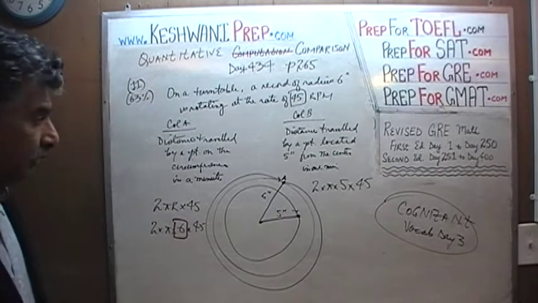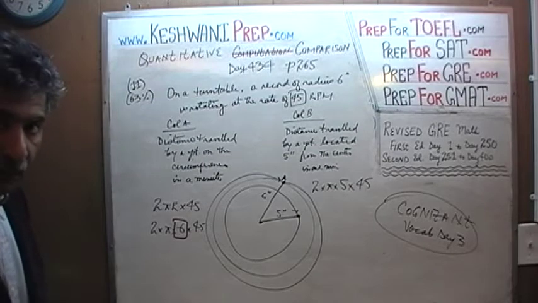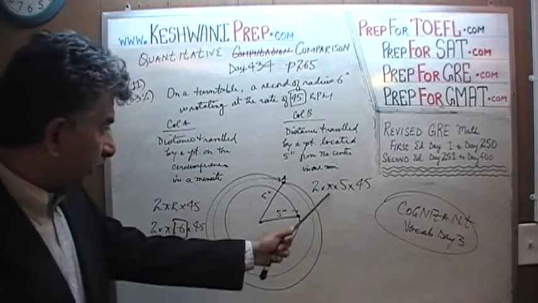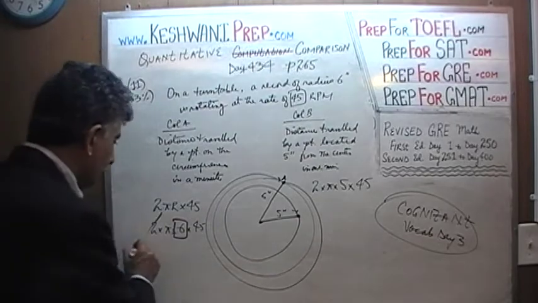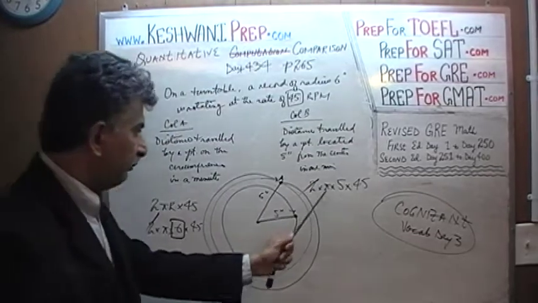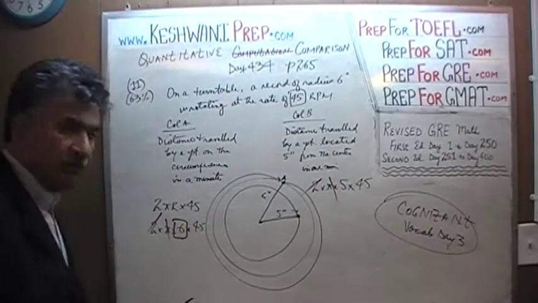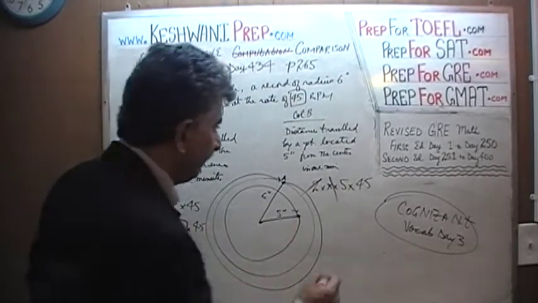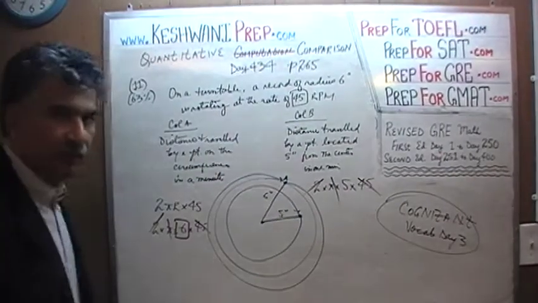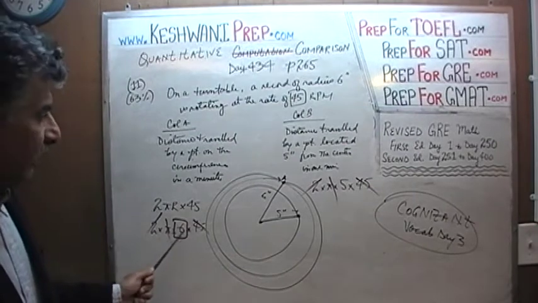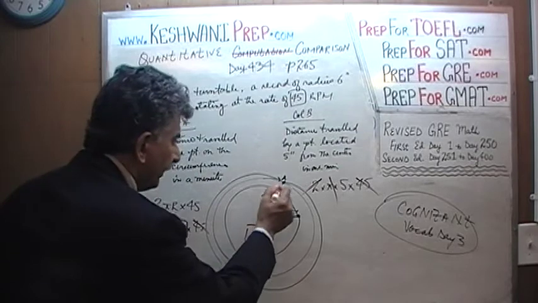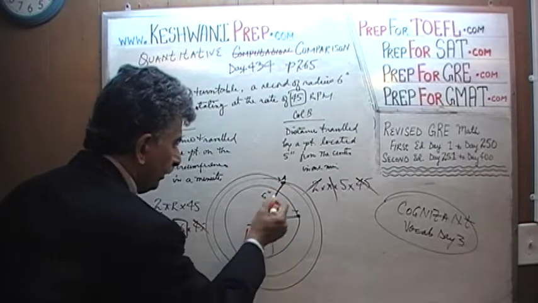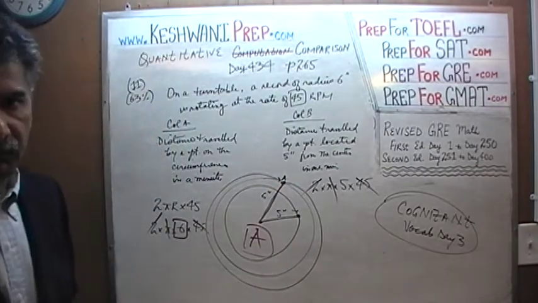If you want to look at it in a more mechanical way, we can look at the two quantities. We can divide both columns by 2, and the 2 goes away. We can divide both columns by pi, and pi goes away. These are common factors. We can divide both columns by 45. 45 is a common factor. It's 5 versus 6. Of course, the answer is A. The point that is farther away from the center will travel more distance, obviously, because it has a bigger radius.